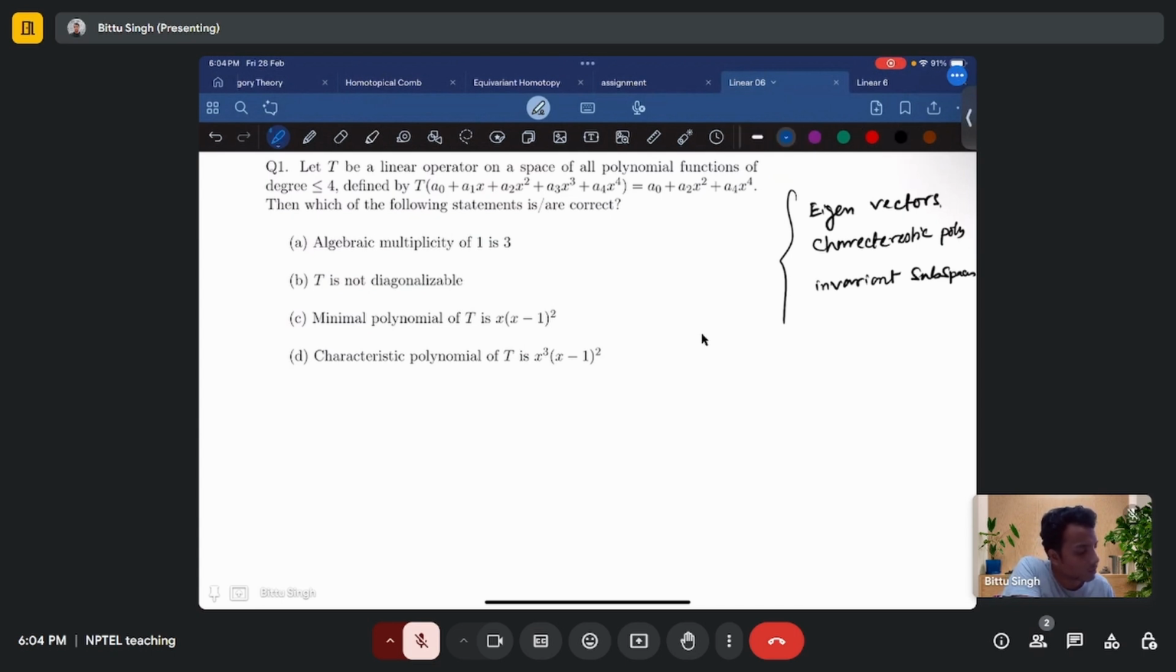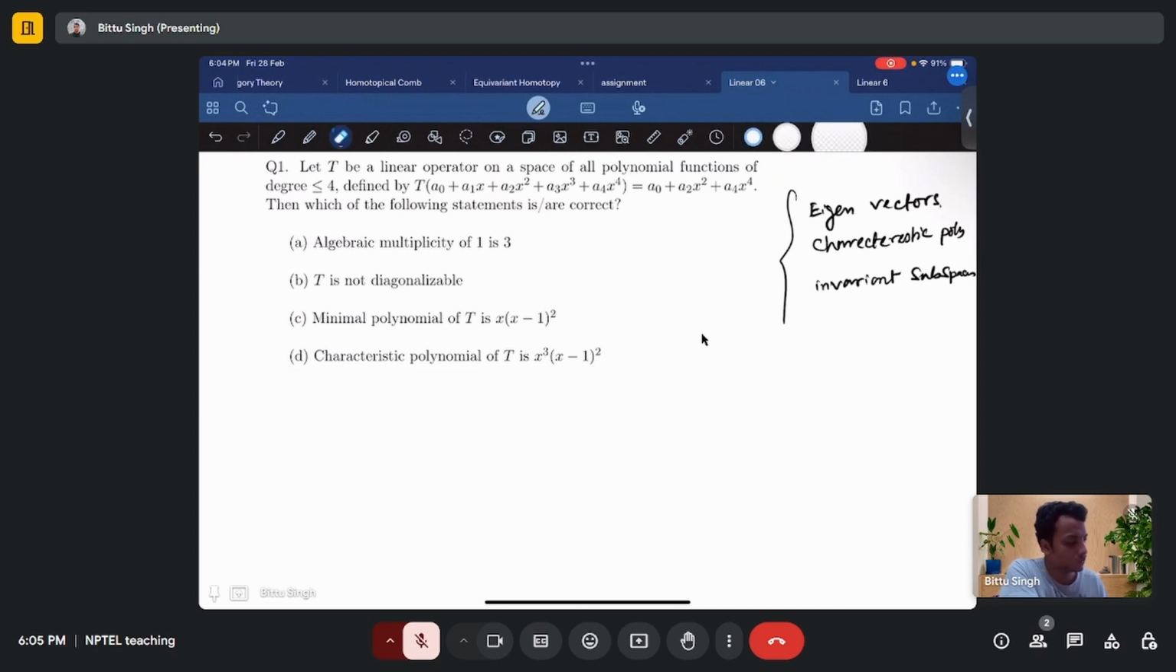So here there is a linear transformation, a linear operator. It is defined by T. T operates on the polynomial and it gives a0 plus a2 x squared plus a4 x to the power 4. Now we need to find if T is diagonalizable or not, and the algebraic multiplicity of those eigenvalues. So let us solve this problem.